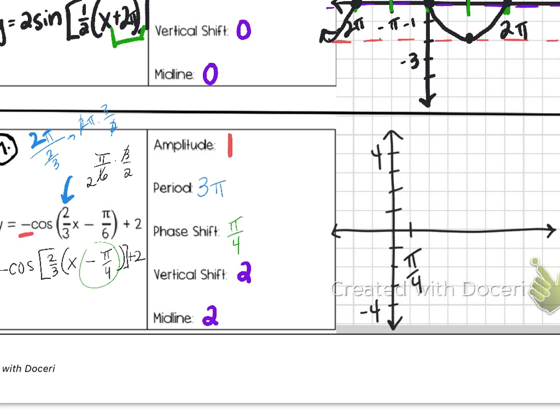We can mark 1, 2, 3, 4, 5 critical points, but we need to graph and label the end point and the midpoint as well as the starting point. So to find the end point, take our phase shift, starting at pi over 4, add 1 full period. In order to add these, we have to get a common denominator. So we're going to multiply top and bottom by 4. So this gives us 13 pi over 4.